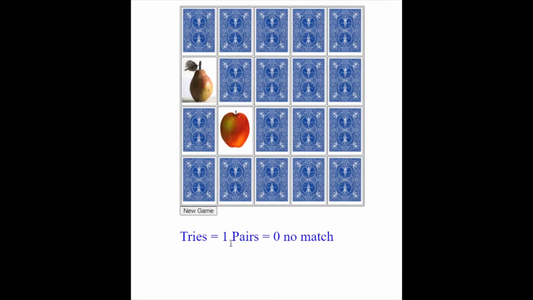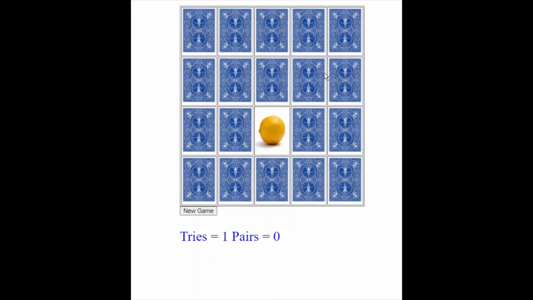Here's what my concentration memory card game looks like when I run it. So you select a couple of cards. Now notice as I select cards, it tells me how many tries and how many pairs. So I've tried once to match a pair and nothing matched so far. So yeah, you get the idea. You keep going, you pick 2 cards, and after the second card, it flips it back over.